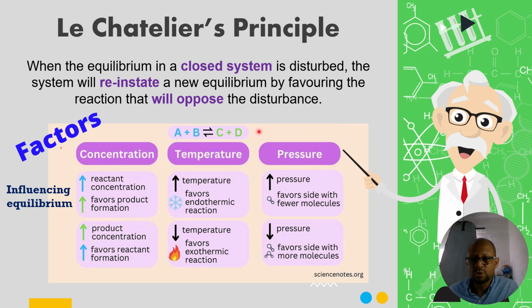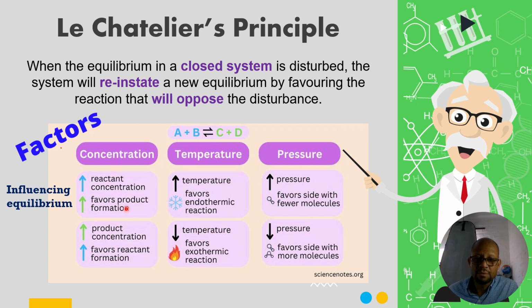The system is going to try to decrease the product concentration, use it up, and in doing so, it's going to favor the reverse reaction and then produce more of the original reactants. So those are the two main things that will happen with concentration.